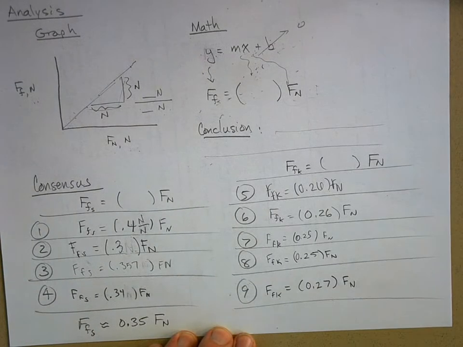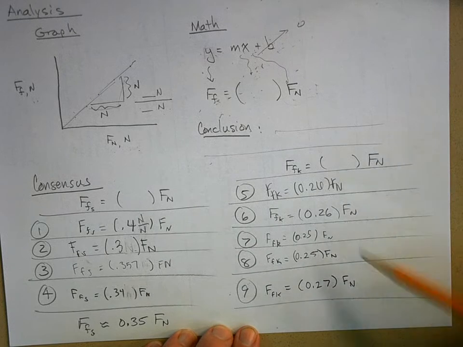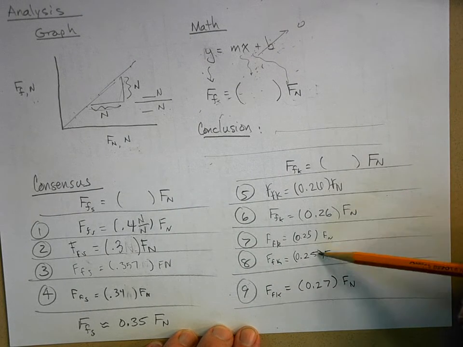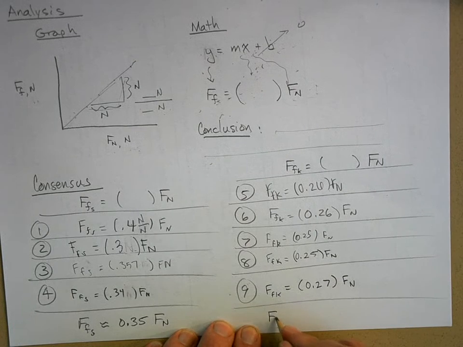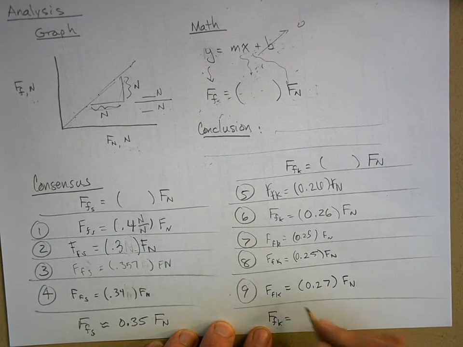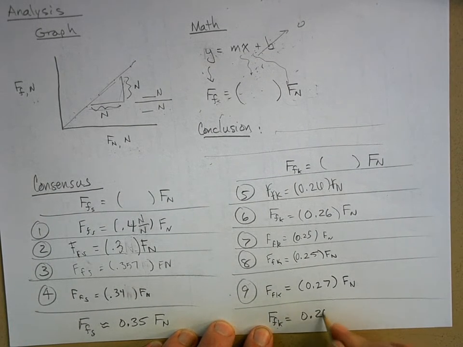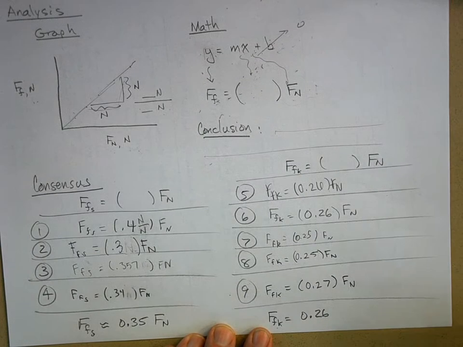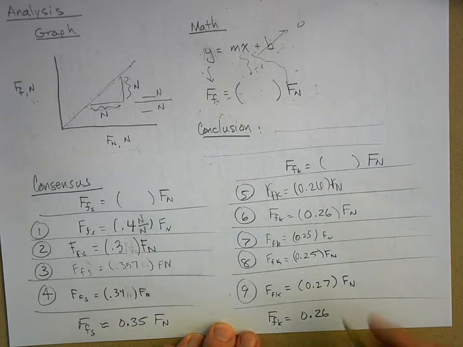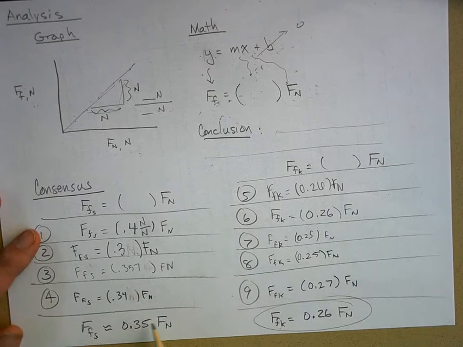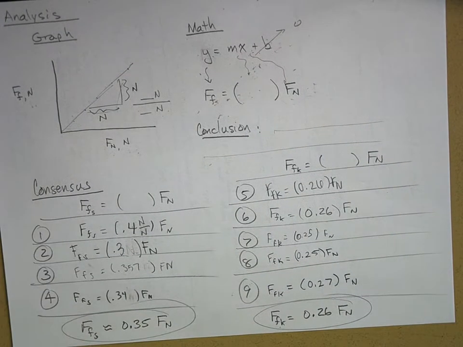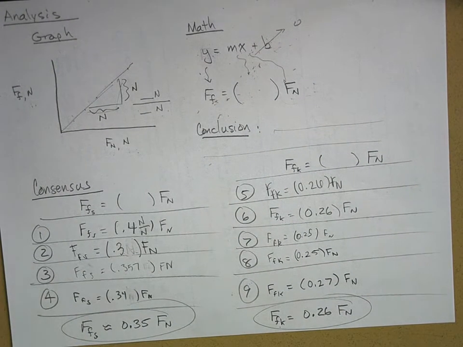Now let's take a look at this kinetic friction. Very consistent results. 2.6, 2.6, 2.5, 2.5, 2.7. So I'm going to say the force of kinetic friction was 0.26 newtons of friction for every newton of normal force. That's beautiful. This is what I was hoping to see, and we saw it.